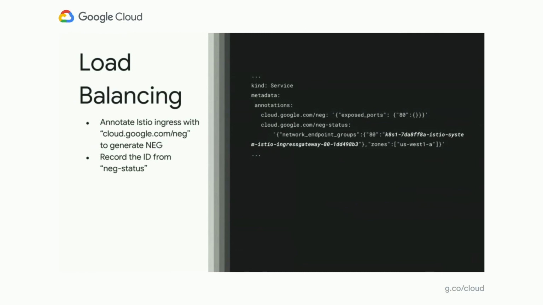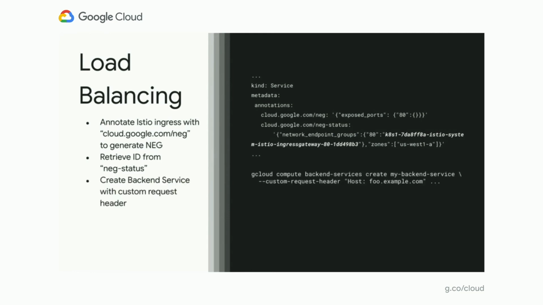To do this, we add a cloud.google.com/neg annotation to the Istio Ingress Gateway Service resource, and this is just a standard Kubernetes service resource. In response, GKE will add the NEG status annotation automatically to that service resource, and this annotation will include the ID and the zone of the associated network endpoint group.